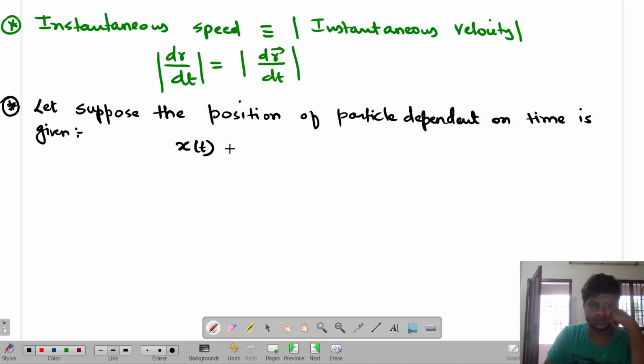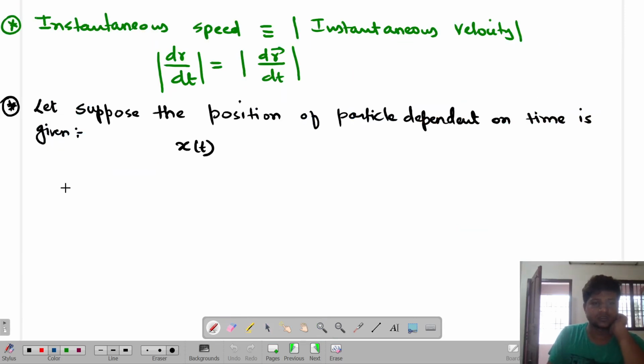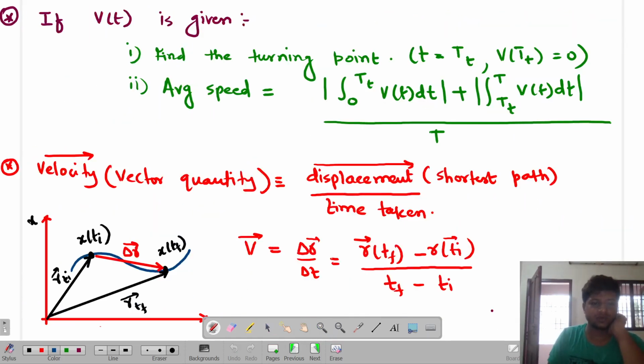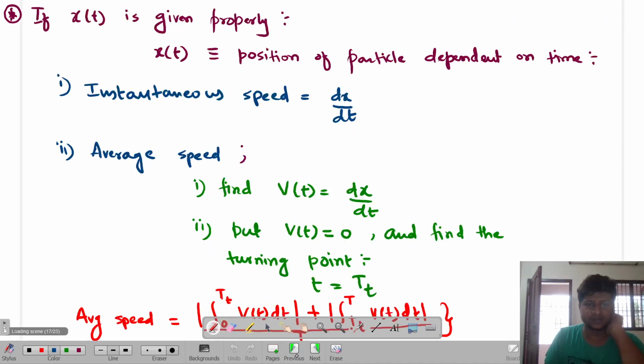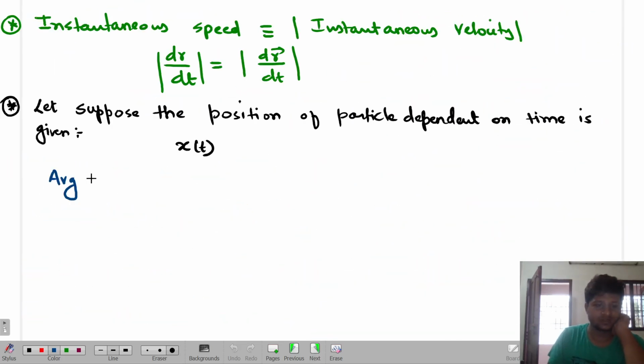Are you able to get me on? Now, if this is given, then I want to find average velocity and instantaneous velocity. Instantaneous velocity we can find, we know the formula. But how to find the average velocity? Just like in the speed case we have to find the turning point, and then find the average speed. Here we do not have to do that kind of calculation. There is no case of turning point.